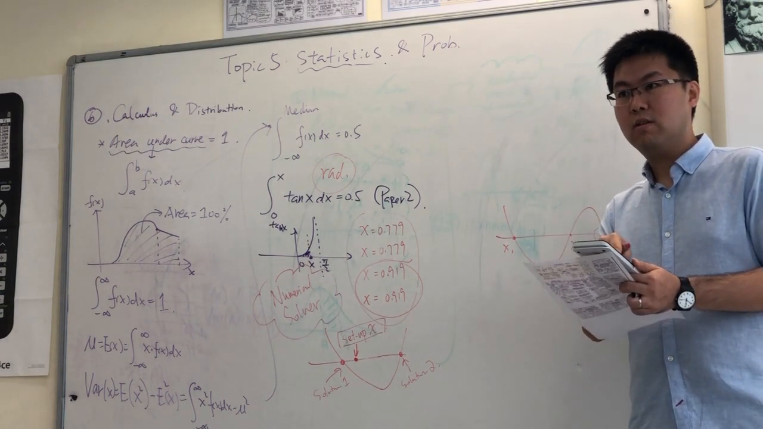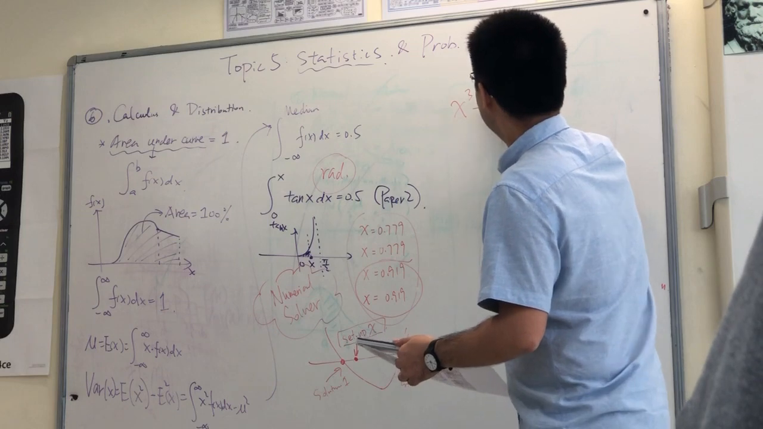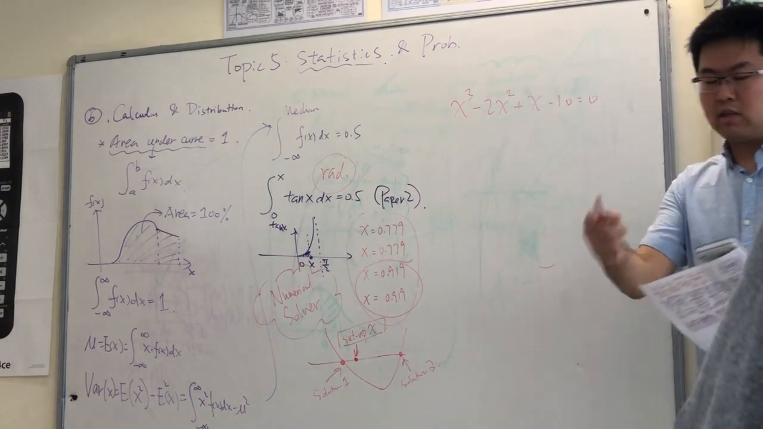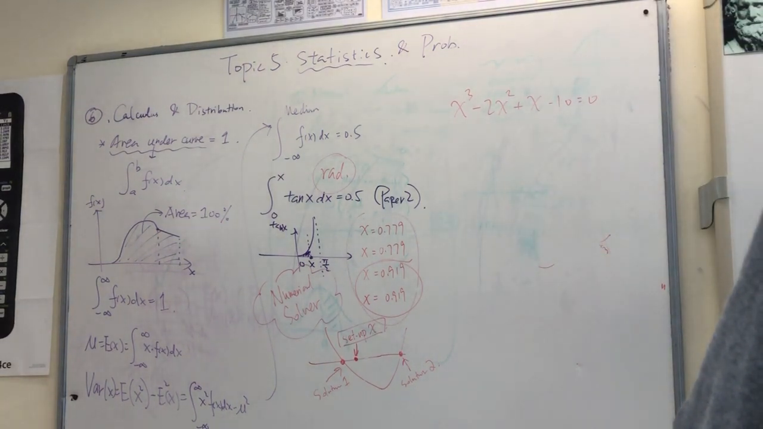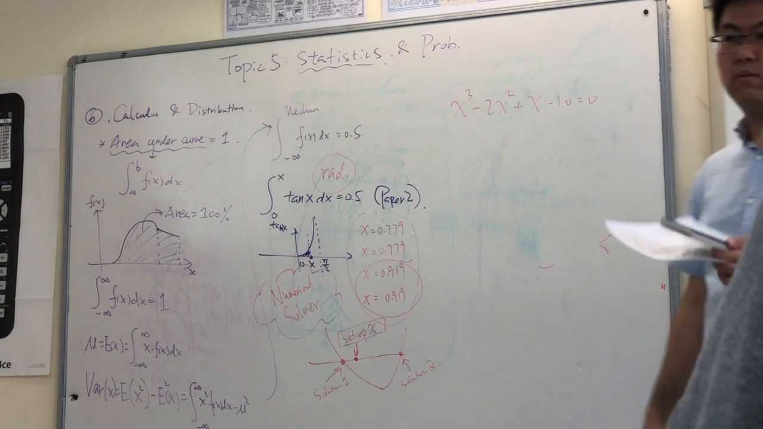Poly root finder. Try that. So if you have x cubed minus 2x squared plus x minus 10 equals 0, use poly root finder to list out all the solutions. The order is 3. And then you try the complex. It's 1, and then the other two, and maybe 10. And then press solve. It gives you all 3 of them.